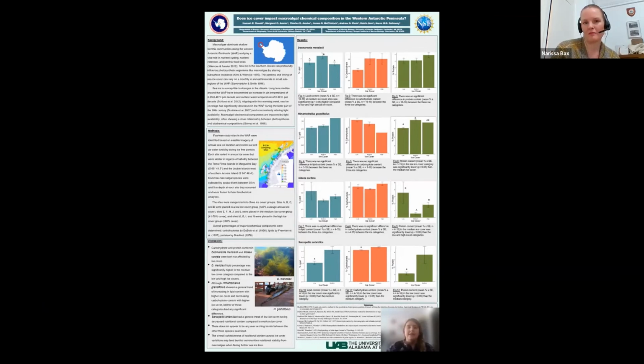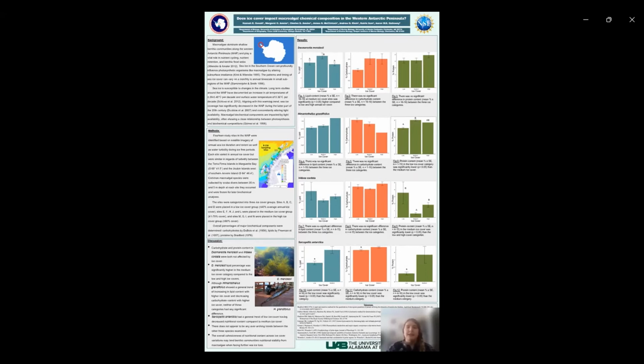However, sea ice is susceptible to the climate. The Western Peninsula has seen an increase in air and water temperatures over the last several decades, which has led to a decrease in sea ice coverage in this region. To answer our study question, 14 sites were identified based on satellite imagery of annual sea ice duration and placed into either a low, medium, or high ice cover category.